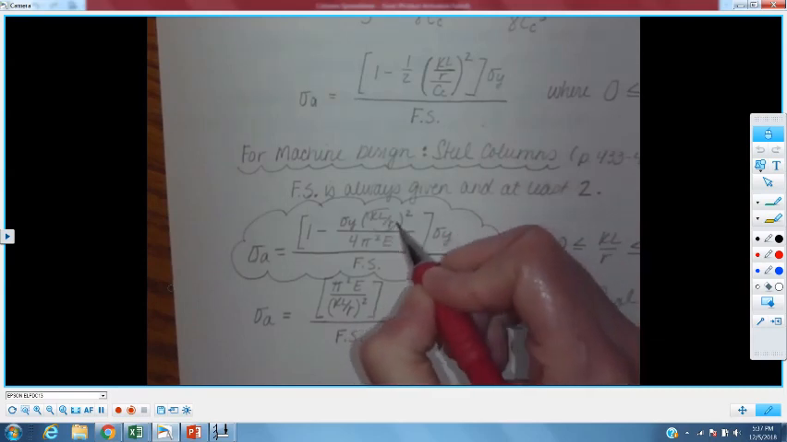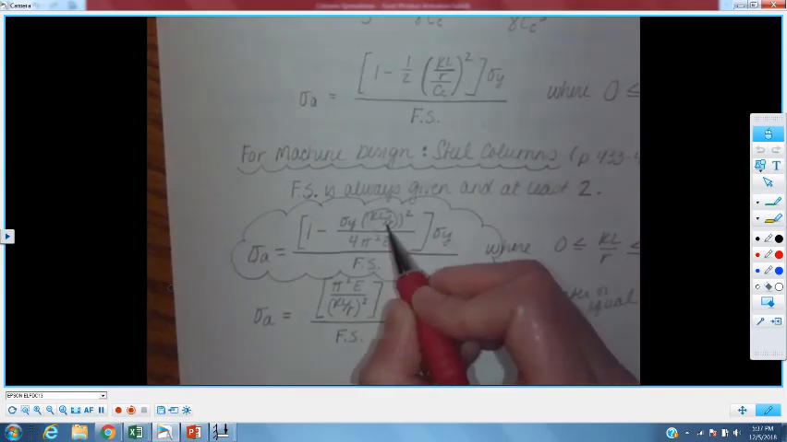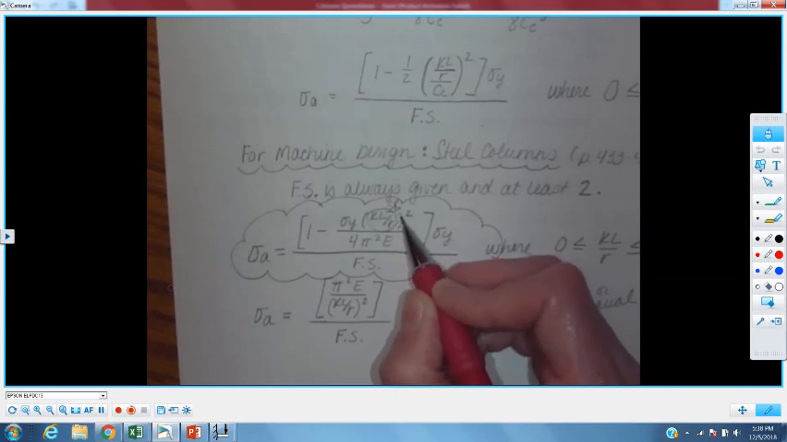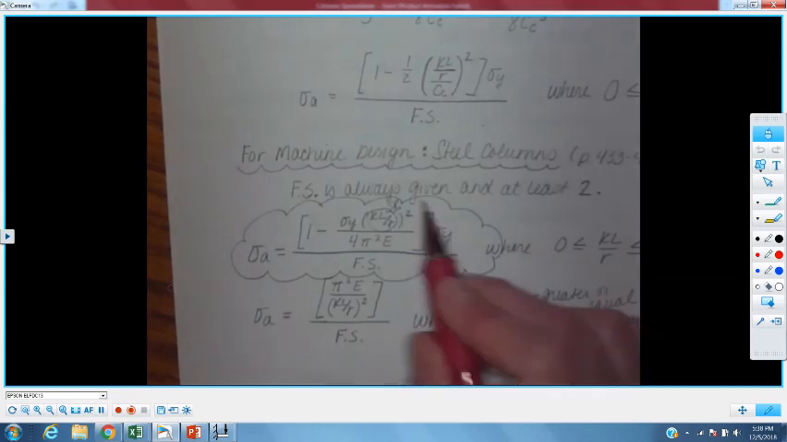Remember, this part right here is your slenderness ratio. You already have that. So that's going to be a cell designation. You don't need to put this in as KL over R. This is your slenderness ratio. That's a cell designation that you'll square, okay? So you can do this.